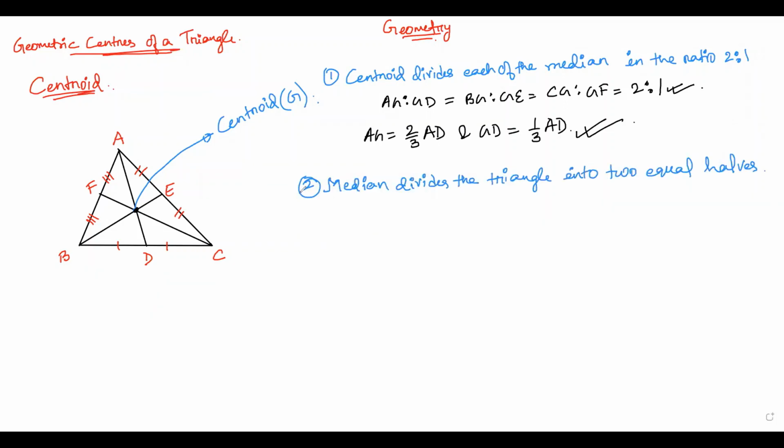Also, a median of a triangle will divide the triangle into two equal halves. In this triangle ABC, AD is a median, so the area of triangle ABD and the area of triangle ADC would be equal.